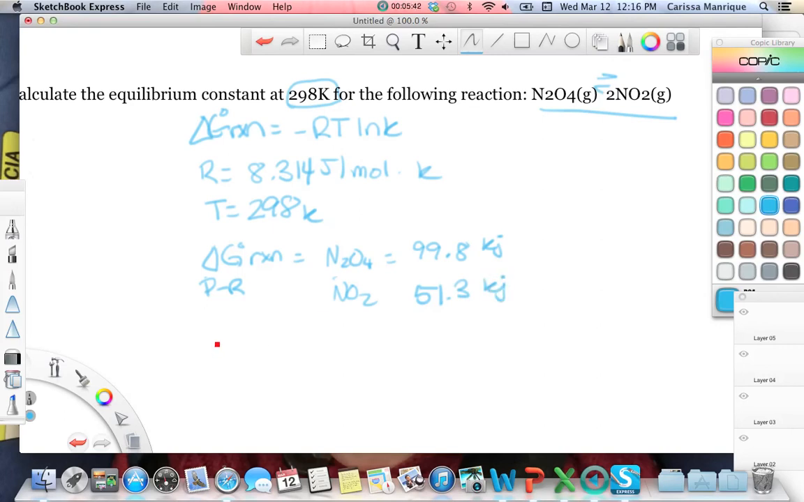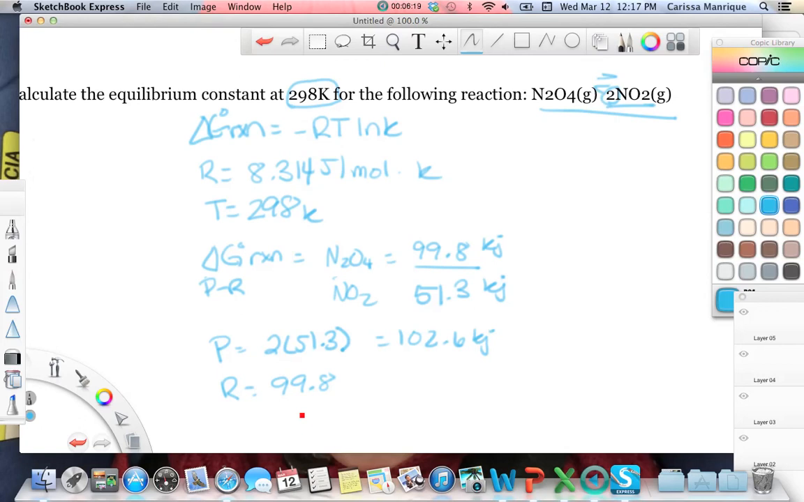So let's see. My product is NO2, and it has a coefficient of 2. So I'm going to do 2 times 51.3. When I do that, 2 times 51.3, I get 102.6 kilojoules. And then my reactant is N2O4, which is 99.8.